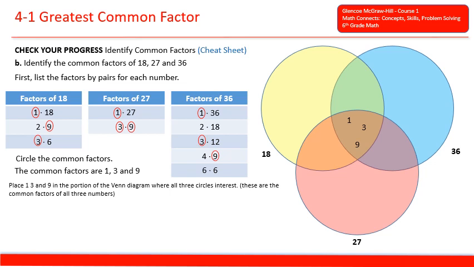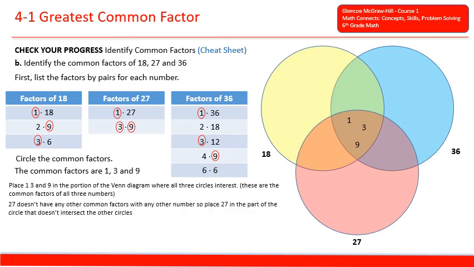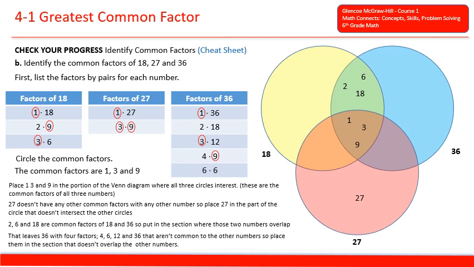So the 1, 3, and 9 we know are common to all three. 27 doesn't have any other common factors with any other number, so we can just put 27 in by itself. And then 2, 6, and 18 are common factors of 18 and 36. So we're going to put those where the blue and the yellow overlap. And then that leaves 36 with four factors.